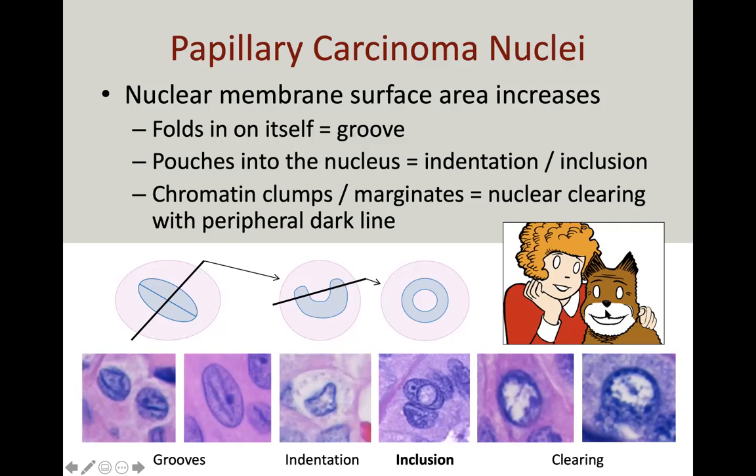The so-called Orphan Annie nuclei are essentially chromatin clearing and margination to the periphery of the nucleus, where the center is sort of white or pale and the periphery is blue. This is different from an inclusion in which there is actually cytoplasm in this core. This is just the absence of any nuclear or cytoplasmic material.